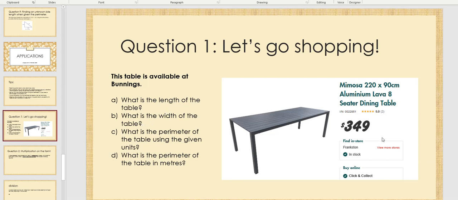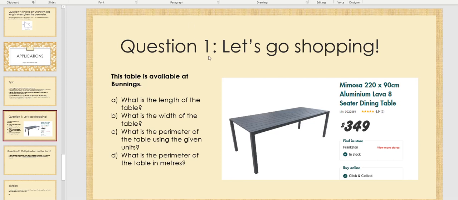Now if I have a look at the information provided, this table is called a Mimosa, and it's got this 220, and that looks like times 90 centimeters. Now it's actually not times in this context. That symbol is saying by. So 220 by 90 centimeters. That is a dimension. So these are the dimensions of the rectangular table, the rectangular part. So it's saying that's the length, the longer side, by the width, 90. So length by width, that's what it's saying.